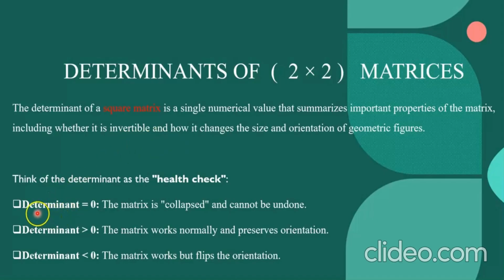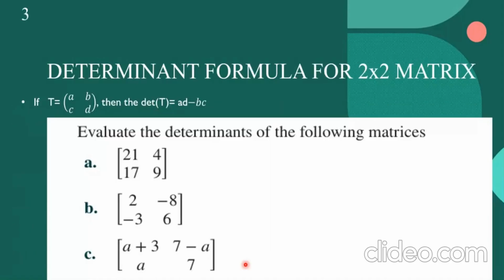When the determinant of the matrix is 0, it tells us that the matrix is collapsed and cannot be undone. What it means is that we cannot determine its inverse. When it's greater than 0, that is positive, we say it works normally and preserves its orientation. When it's less than 0, the matrix flips its orientation. In this lesson, we will look at how to calculate the determinants of a 2 by 2 matrix.